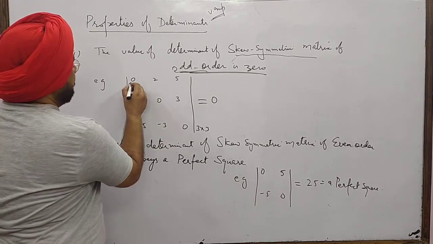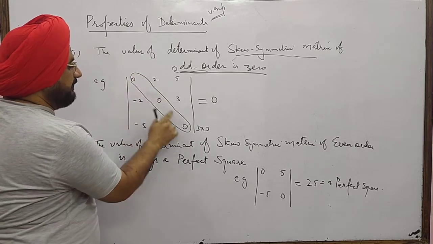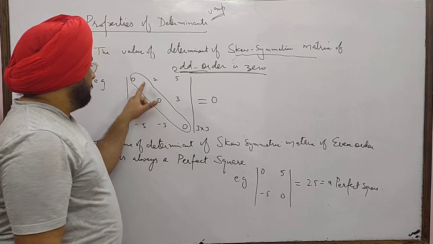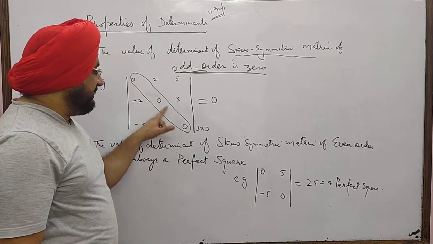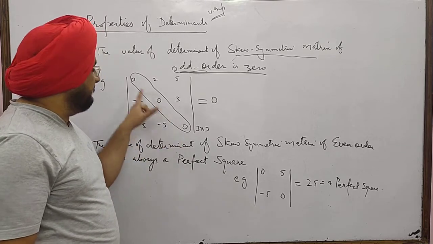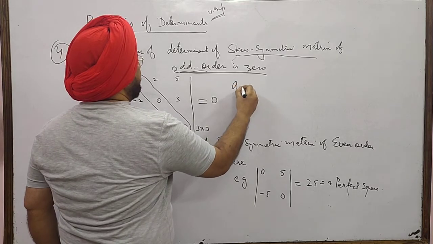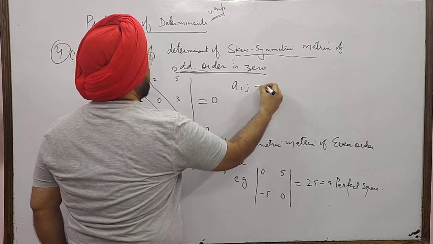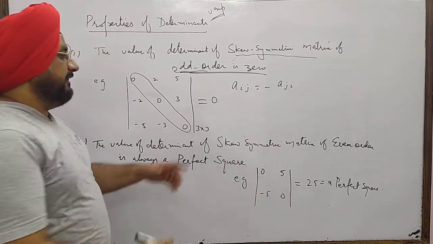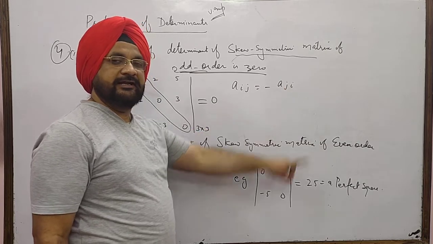The first indication is the elements in the main diagonal are always 0. In case of skew symmetric matrix, we can prove this also, that the main diagonal elements of a skew symmetric matrix will be always 0. The second property is you will check that Aij will be always equal to minus of Aji. The element in the ith row jth column is minus of the element in the jth row ith column.